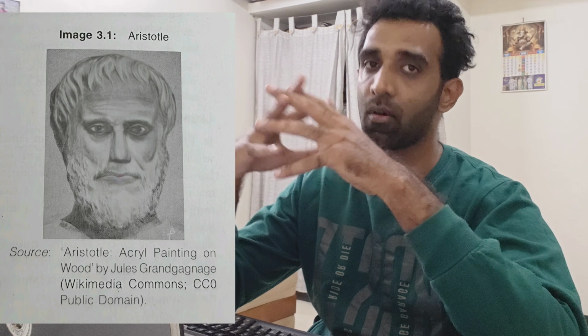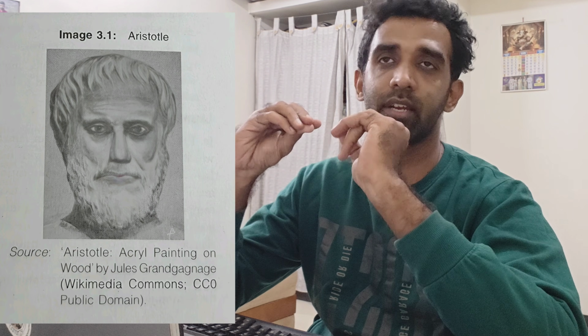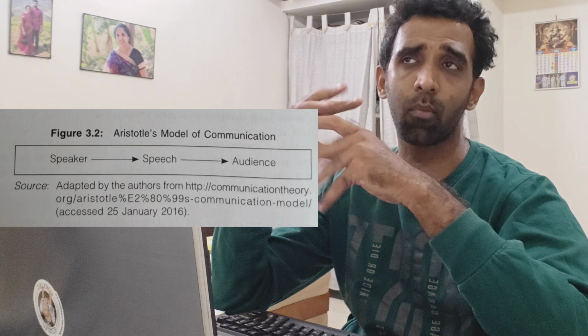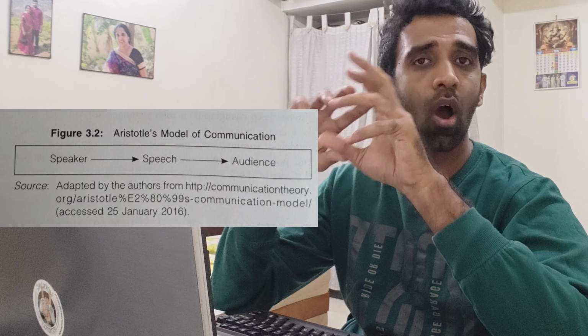Let's see what the linear model of communication is. Let's look at the 4 main communication models in it. The first one is the Aristotle model. The Aristotle model is the first and oldest model of communication, from about 2500 years ago, around 300 BC. The Aristotle model is all about speaker, speech, and audience.